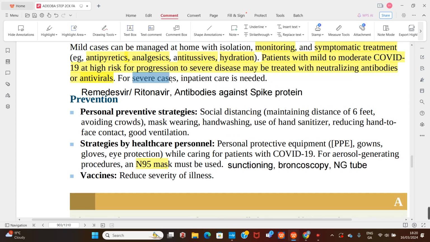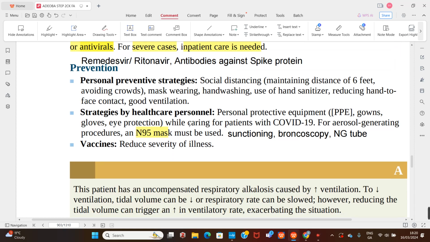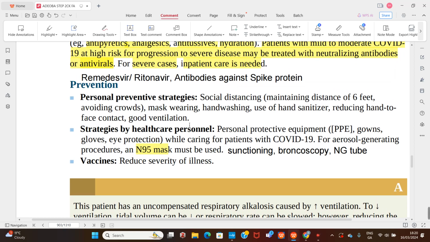But for severe cases, ARDS, severe liver injury, kidney failure, inpatient immediately. Inpatient care is needed. So, how do you treat individuals with COVID? Or how do you prevent, rather, sorry.